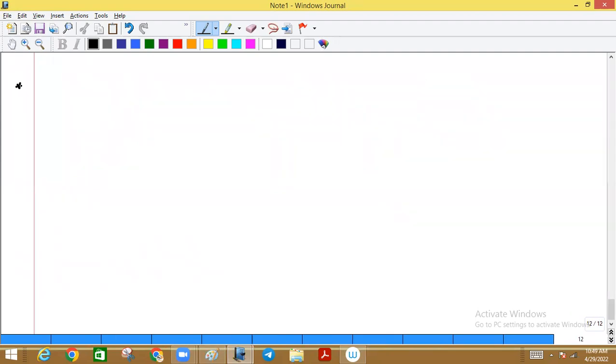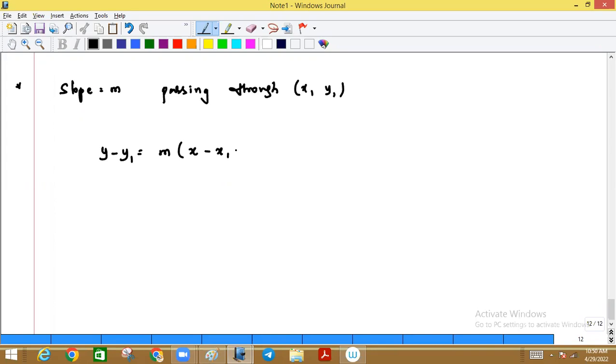Equation of a line having slope m and passing through the point x1 comma y1 is y minus y1 is equal to m into x minus x1. Equation of a line passing through the point x1 comma y1 and having slope m is y minus y1 is equal to m into x minus x1.